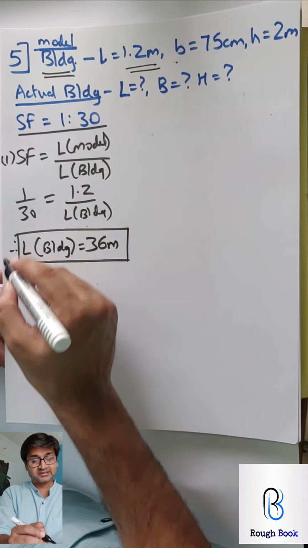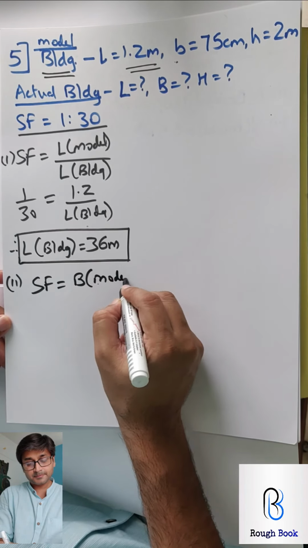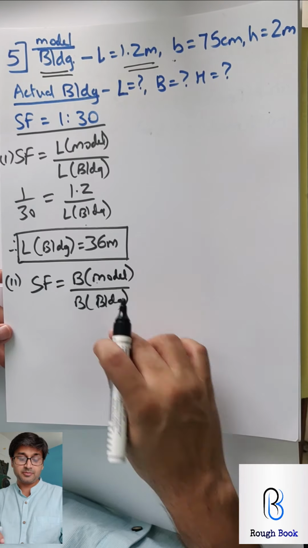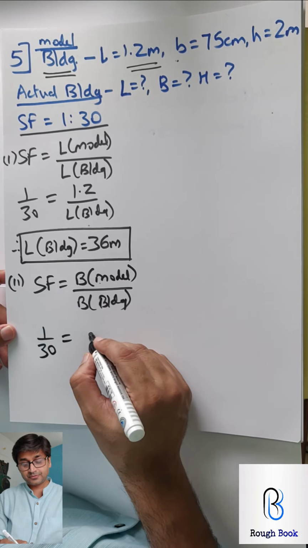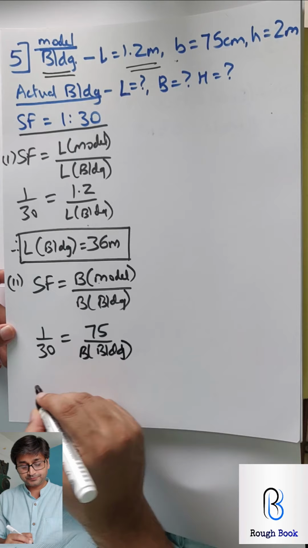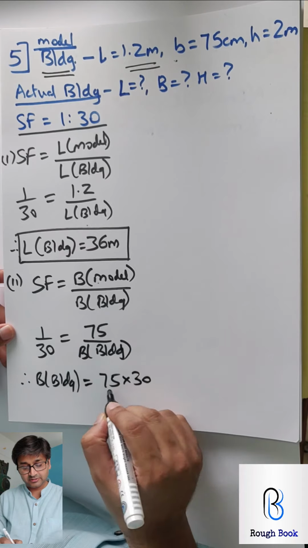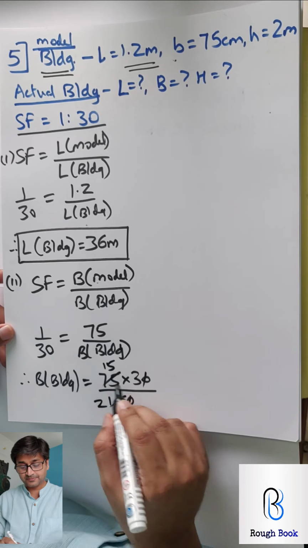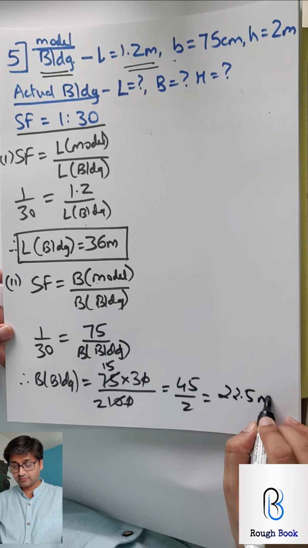Can you find the second part? This is the first. Now for the breadth. So again scale factor, breadth of model upon breadth of building. Come on, try it out. Pause at least now and get me breadth and height and only then come back. Okay. So 1/30, breadth of model 75 centimeters. Okay, don't forget that. Upon breadth of building. So therefore breadth of building, 75 into 30 centimeters. So converted to meters, 0 goes away. 5 15s are, 5 2s are, it becomes 45/2. So 22.5 meters.